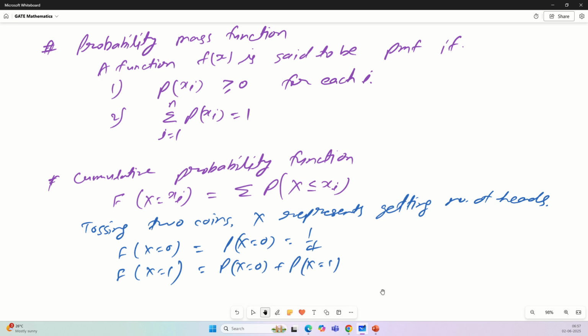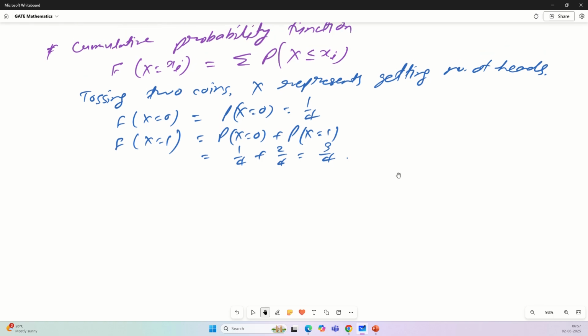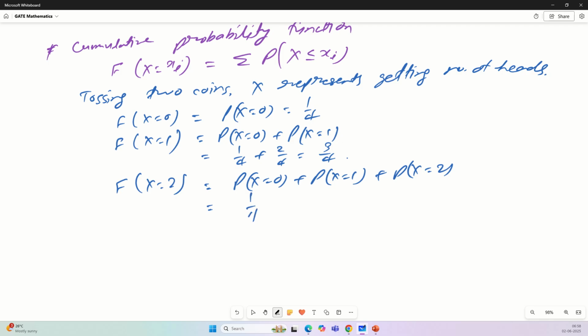You are going to get it very nicely here, this is 1 by 4 plus this is 2 by 4, that is going to be 3 by 4. Got it? If I tell you x equal to 2, it means probability of getting 0 head plus probability of getting 1 head plus probability of getting 2 head. Because up to 2 we can add them up. That's the reason I'm telling you this is going to give you 1 by 4 plus 2 by 4 plus 1 by 4, that is 1. Understood?